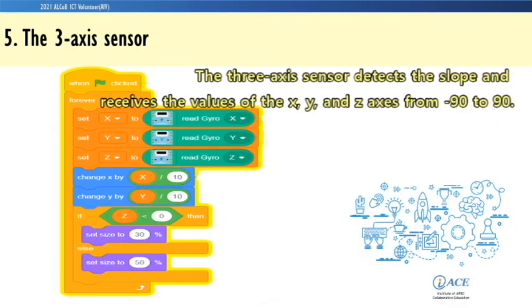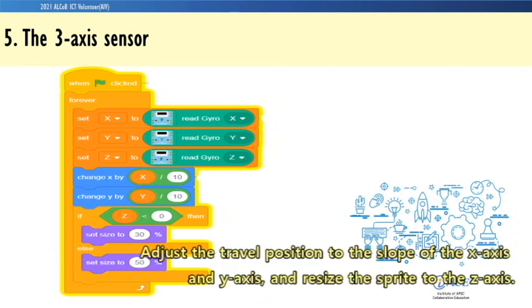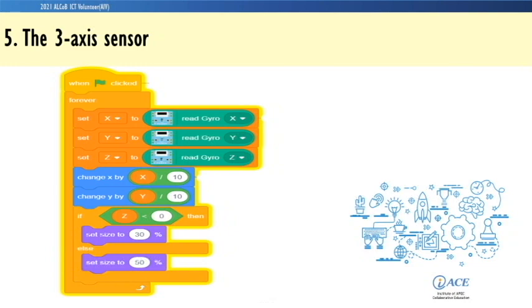The 3-axis sensor detects the slope and receives the values of the x, y, and z axis from -90 to 90. Adjust the treble position to the slope of the x-axis and y-axis, and resize the sprite to the z-axis.